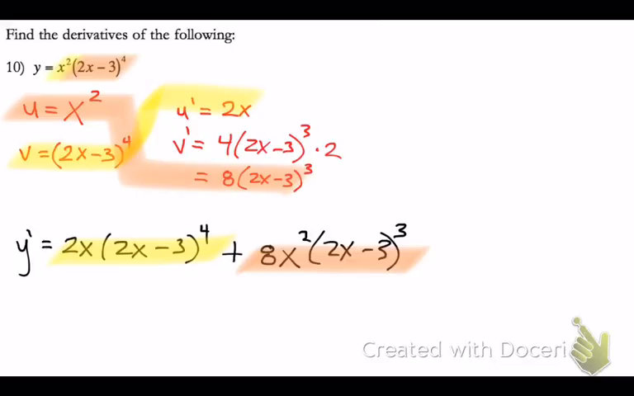So do me a favor and write all those out front. We can factor out a 2, we can factor out an x, and we can factor out the quantity 2x minus 3 to the power of 3. And then let's see what's left over after we do that.